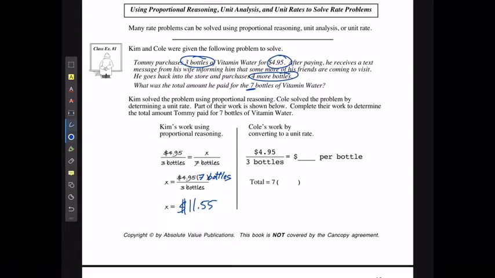At the same rate, if I said that it was $4.95 per 3 bottles, then if I divide that out for the unit rate, I'm going to get $1.65 per bottle, and 7 times $1.65 is still going to give me $11.55. So either method works.